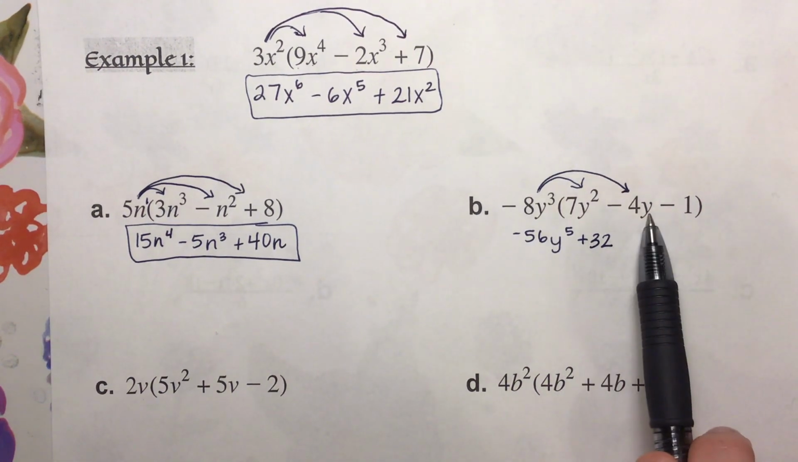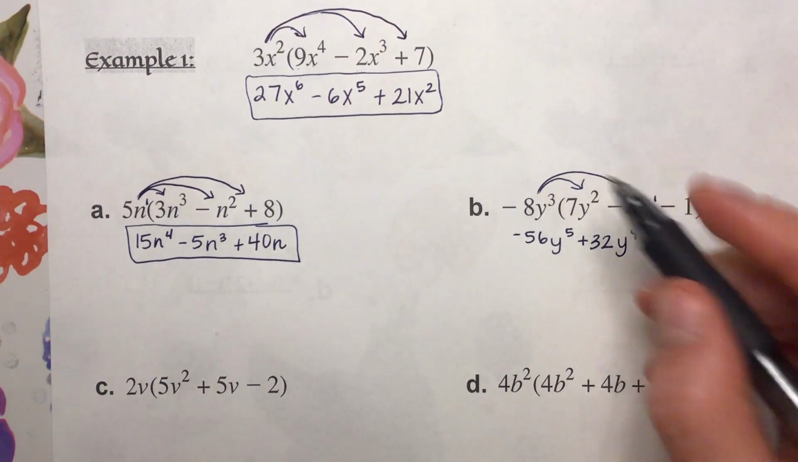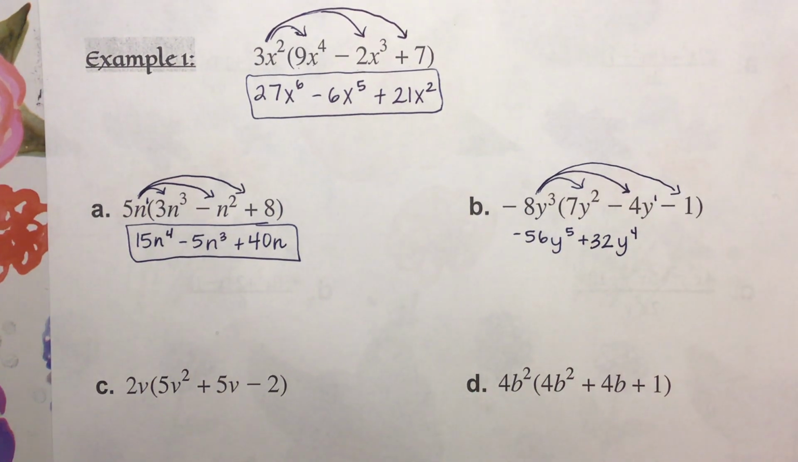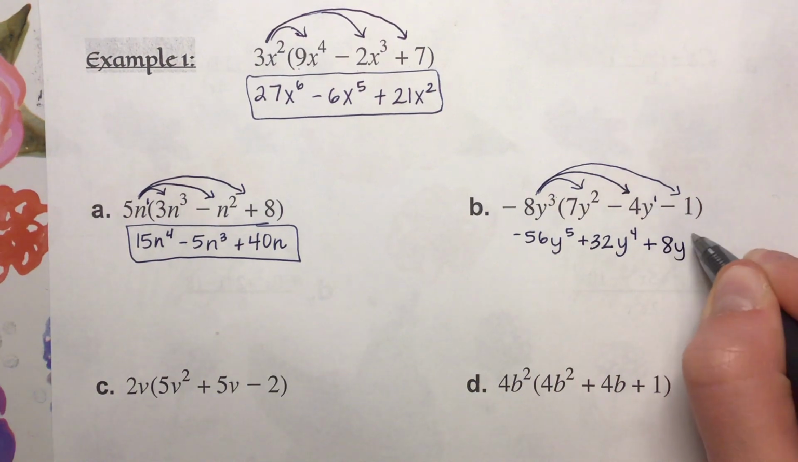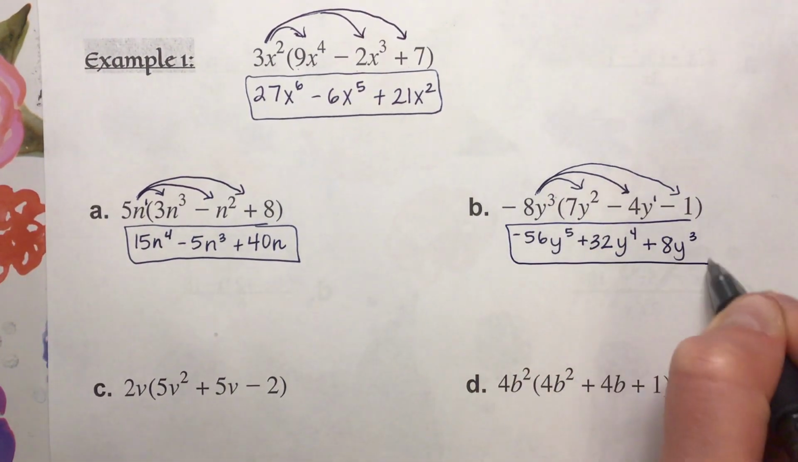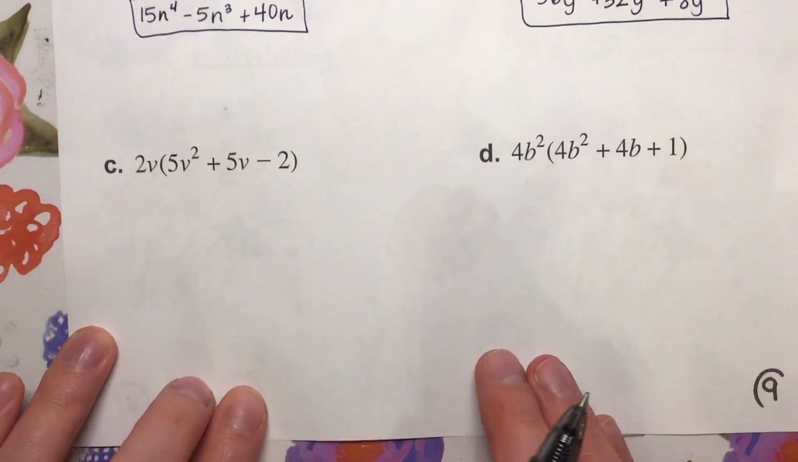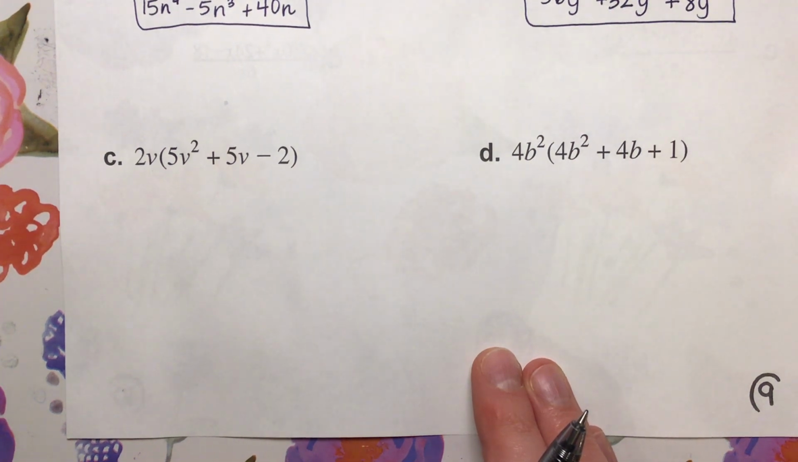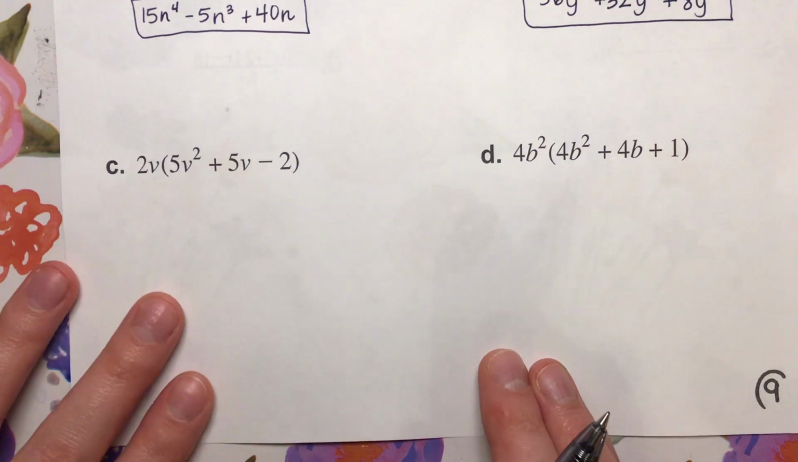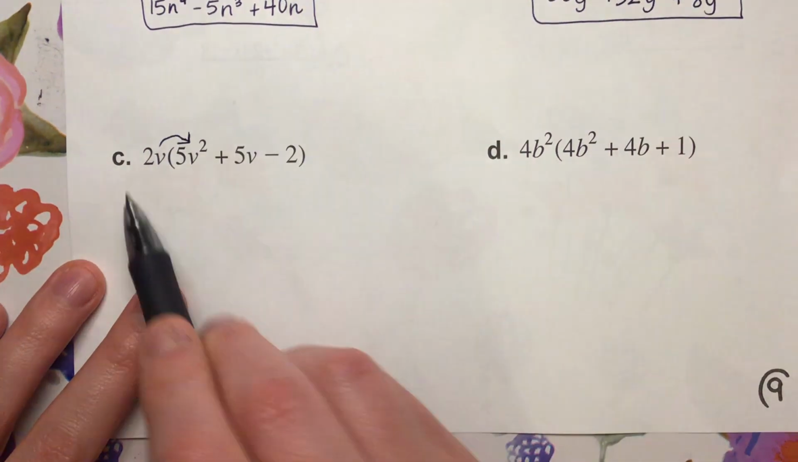Now when I take y cubed times y, remember there's that invisible 1, y cubed times y is y to the 4th. And finally, I have negative 8 times negative 8y cubed times negative 1, which is just going to be positive 8y cubed. And there's my solution for that one. This is just the distributive property. That's all we're doing here. The big difference is you have to remember how to apply your properties of exponents, which is what we covered in chapter 7.